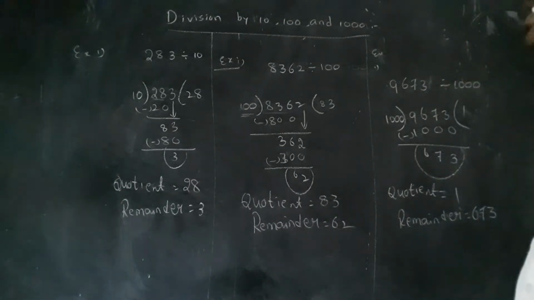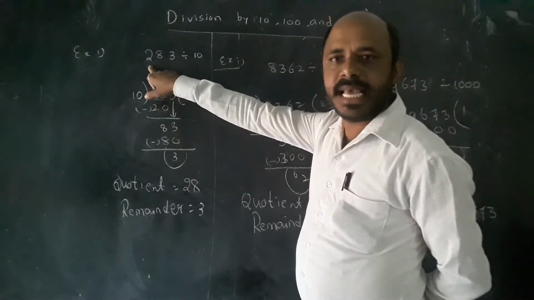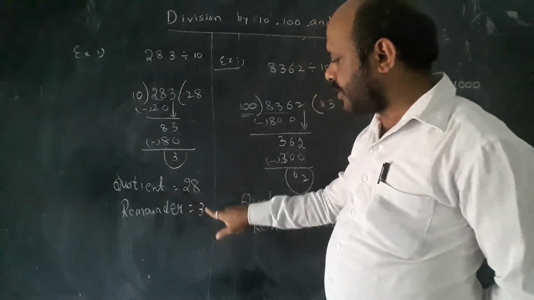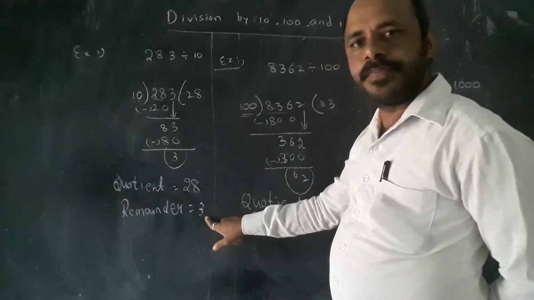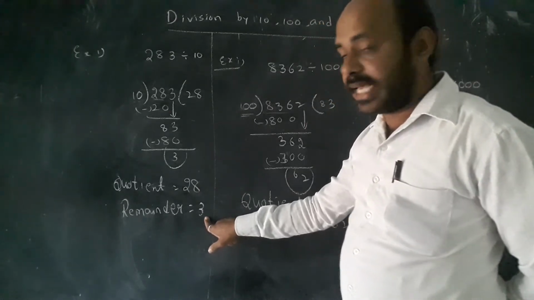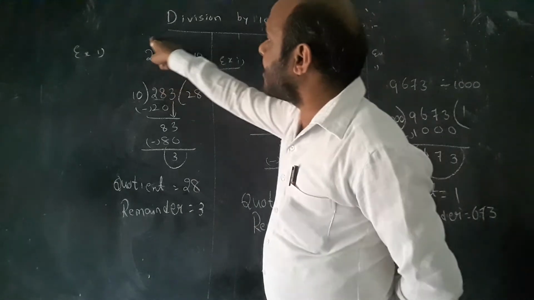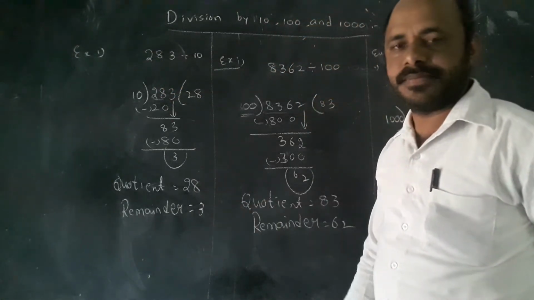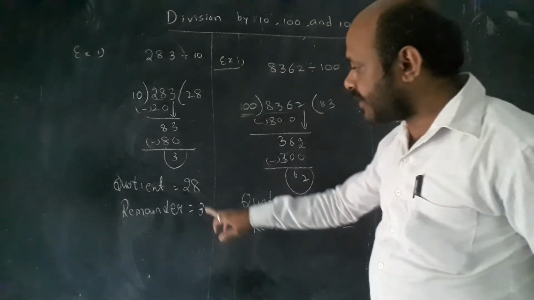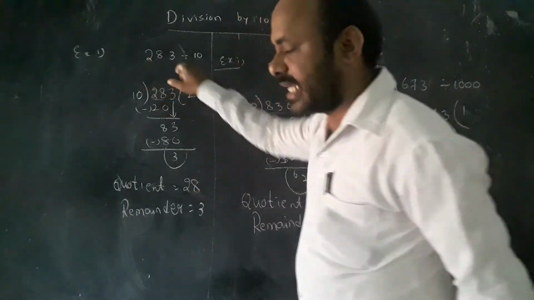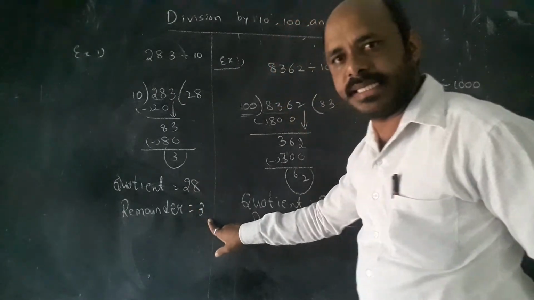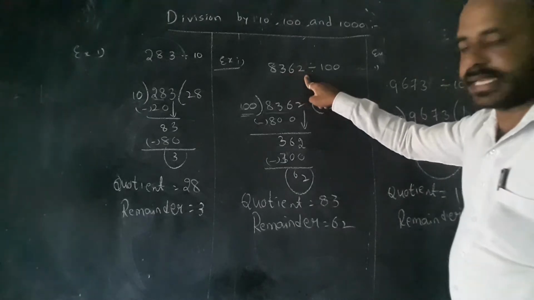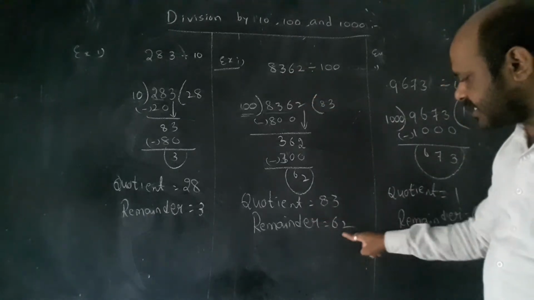How, see children, here first the dividend is a 3 digit number, the coefficient is a 2 digit number, then the remainder is a 1 digit number. See, whatever dividend digits are there, those digits only are there in the coefficient. Okay, whatever digits, 283 is there. Last 283 only is there. See in this, 8362 is there. The same coefficient 8362 we got.